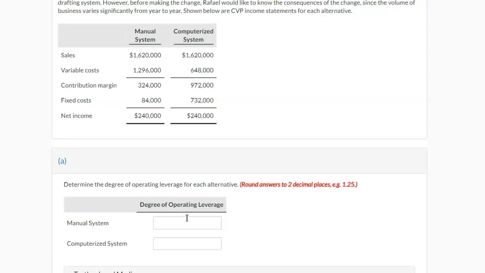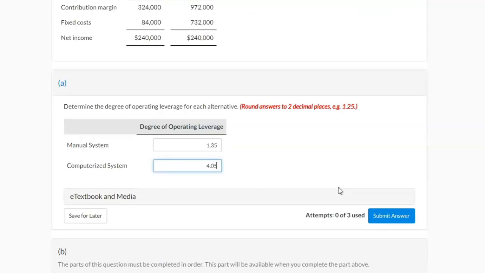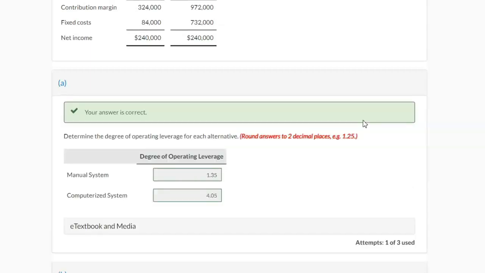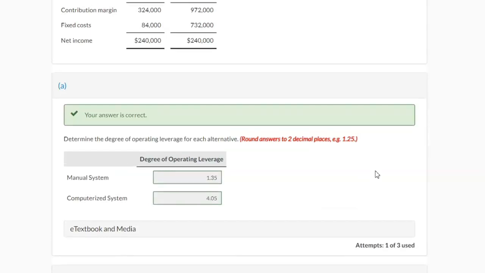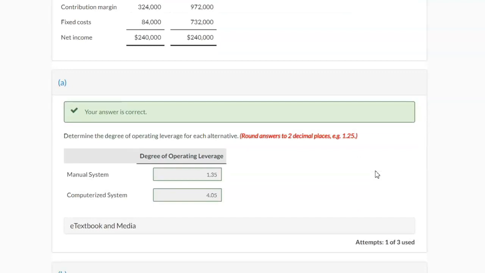That is 1.35 for manual. Then 972,000 divided by 240,000 is 4.05 for the computer system. So for every percentage increase in sales using the manual system, my profit will go up 1.35%. A 1% increase in sales, 1.35% increase in profit. But the computer system, 1% increase in sales, the profit will go up 4%. Okay, that's how you read that.